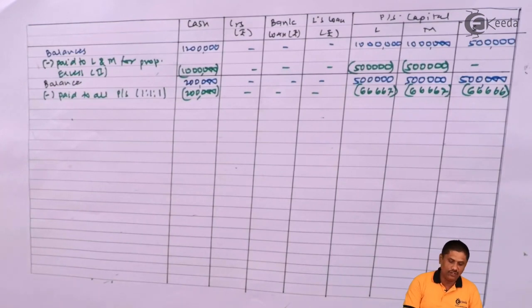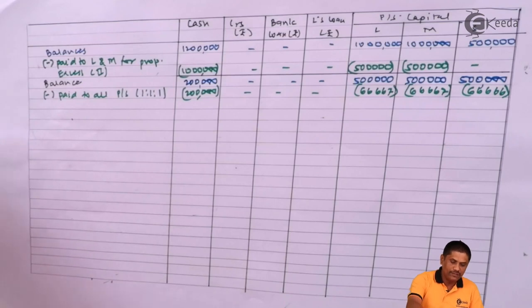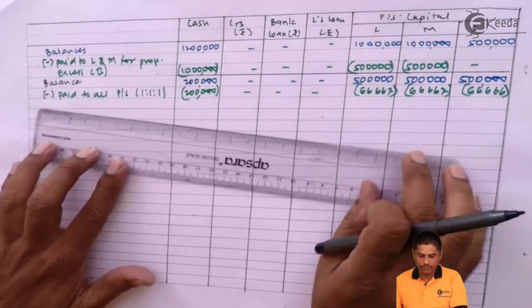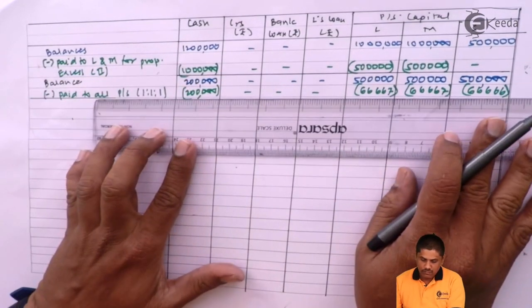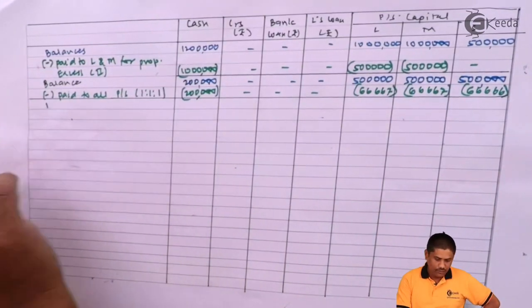They are paid equally. So has your capital balance, has your cash balance become zero? Yes, now our cash balance is zero. I need to go with the next realization. Let's prepare balances.